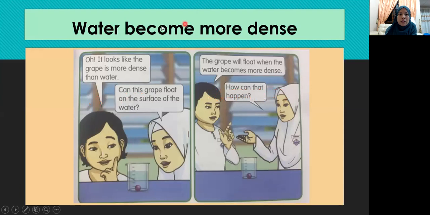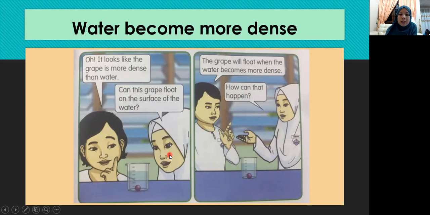Okay, before this, I already told you how we want to make the water become more dense. Look at the dialogue here. Oh, it looks like the grape is more dense than water. As you can see here, the grape sinks in the water. So this student asks, can this grape float on the surface of the water?